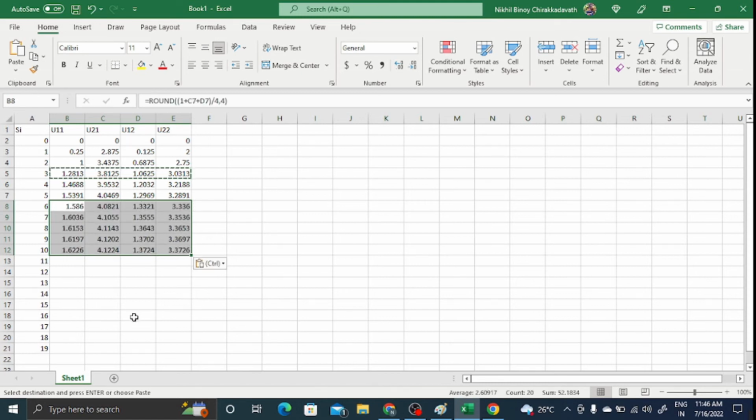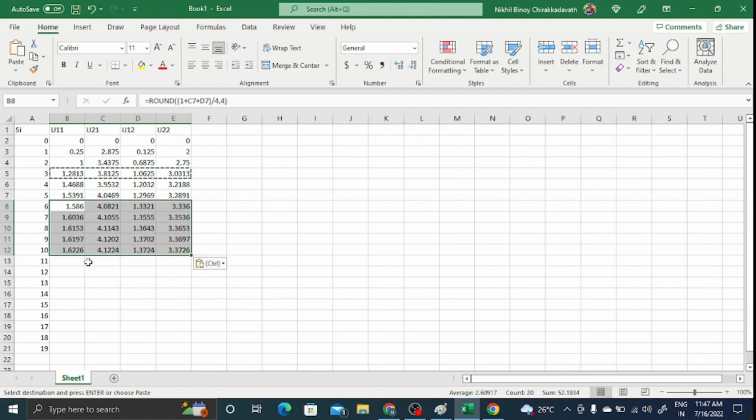U11 is equal to 1.6226 after the 10th iteration, U21 equal to 4.1224, U12 equal to 1.3724, U22 equal to 3.3726. So from an exam point of view, if you have only 4 variables, you have to do up to 10 iterations, and if you have 9 variables, you have to do up to the 5th iteration. Okay, so please note that from an exam point of view.